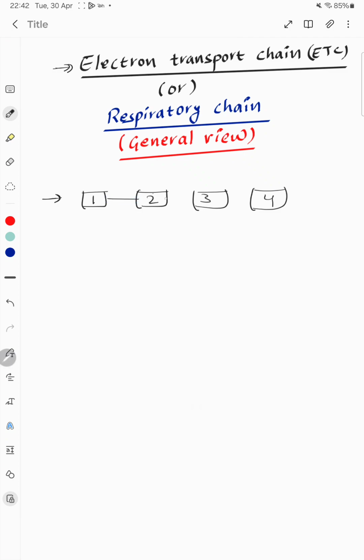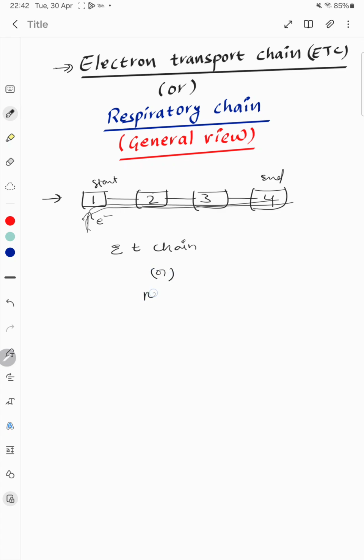This whole chain is present, and through this chain some electrons will be passed from the first complex till the end. So electrons are passing through this chain. That's why it is called the electron transport chain. Electrons transporting through this chain is called the electron transport chain.